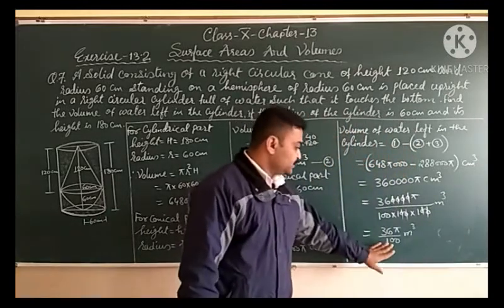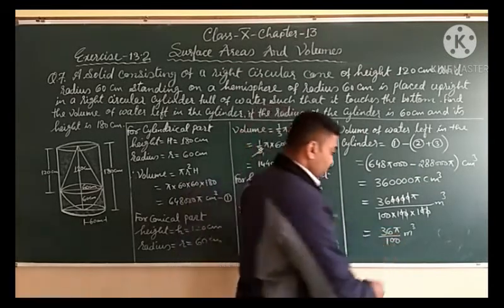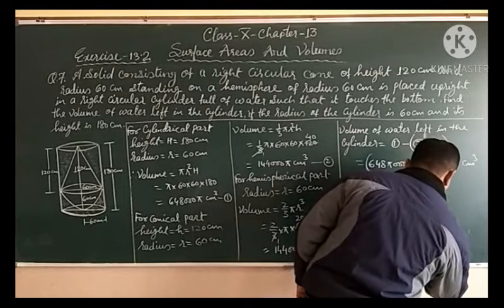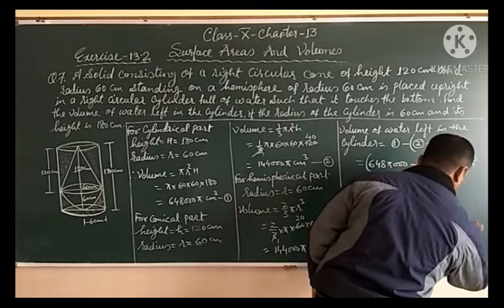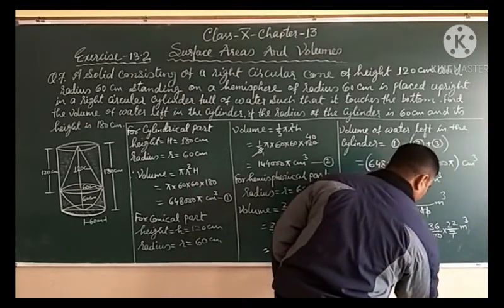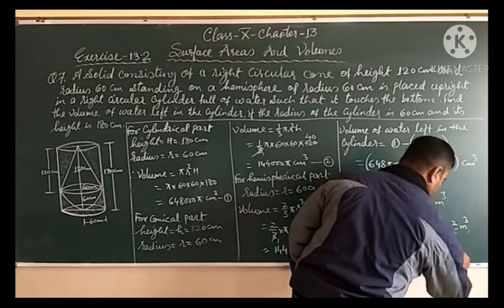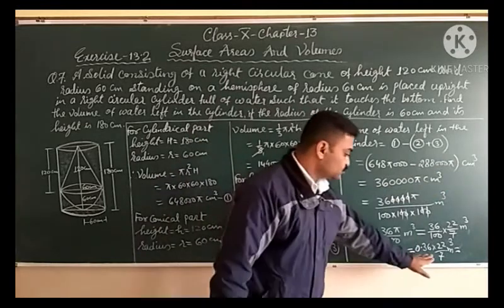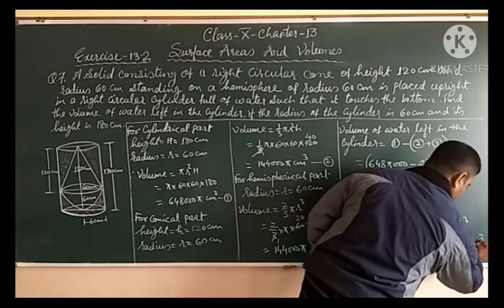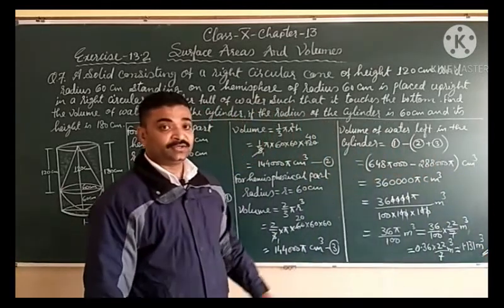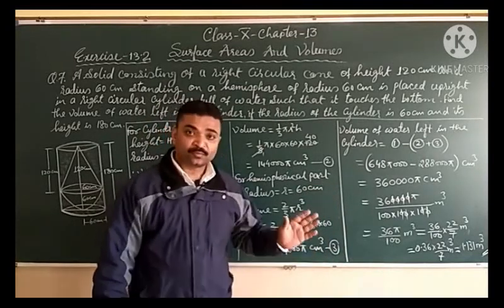Clear? This can be your answer, or if you solve further, we get 36 upon 100 into 22 upon 7 meter cube, that means 0.36 into 22 upon 7 meter cube. After solving this, you will get 1.131 meter cube as the volume of the water left in the cylinder. Clear, students? So students, pause the video to note it down.